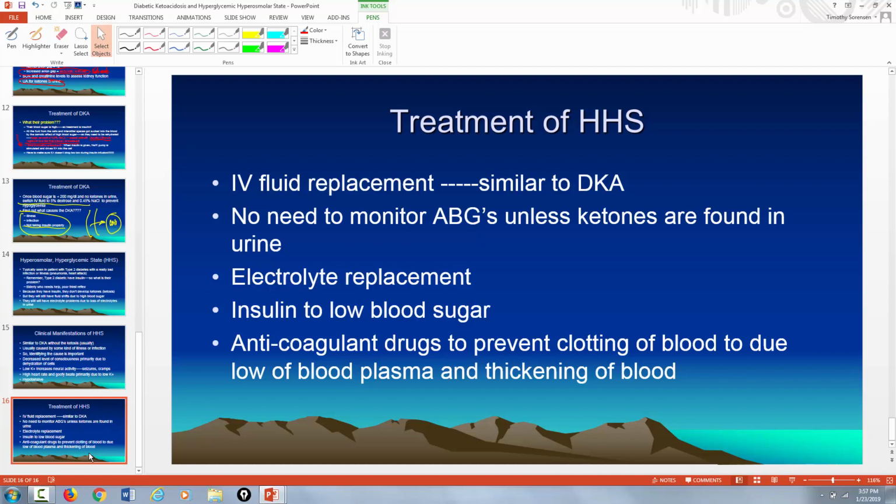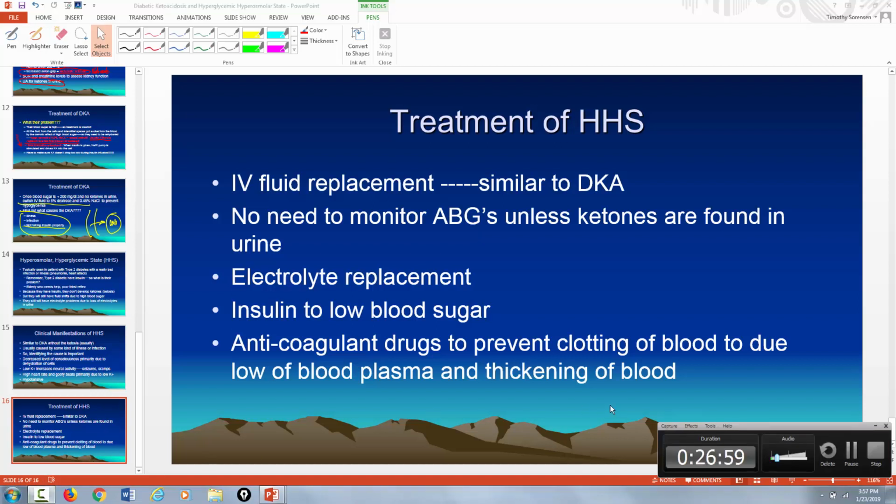So that's a basic overview, kind of an idea of DKA and HHS. I hope it helped, and I'll see you later.